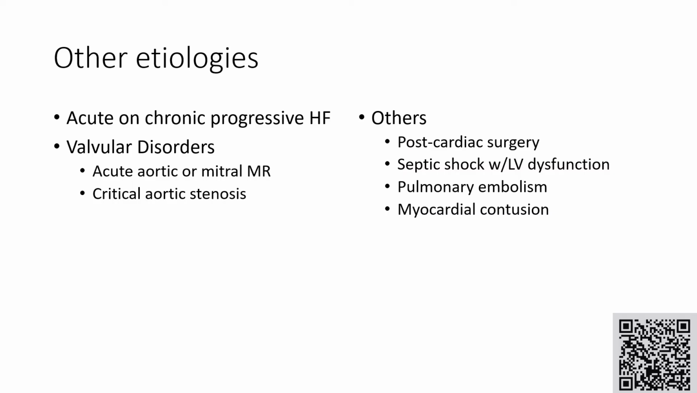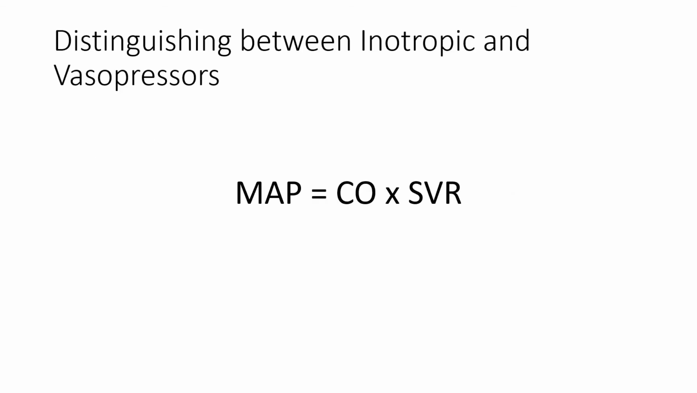Other etiologies of cardiogenic shock include acute and chronic progressive heart failure, valvular disorders, which could be acute aortic or mitral regurgitation, critical aortic stenosis. And then there are other causes as well, which can include septic shock with left ventricular dysfunction. So you can have a mixed shock picture, and not one etiology of shock is necessarily present. You may have multiple etiologies present at the same time. And then also pulmonary embolism and myocardial contusion.